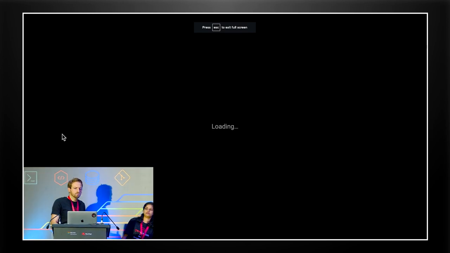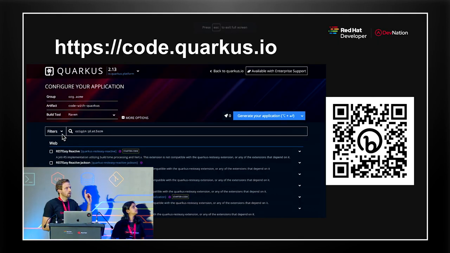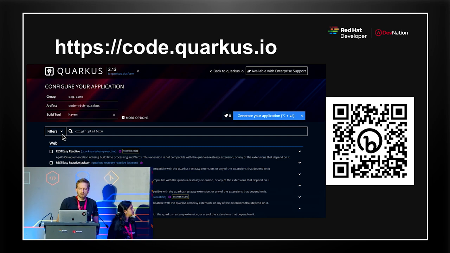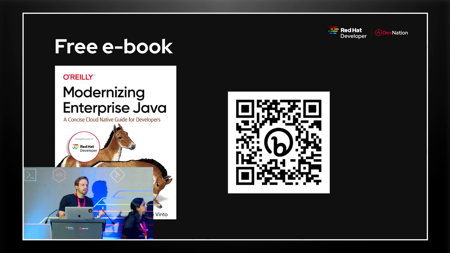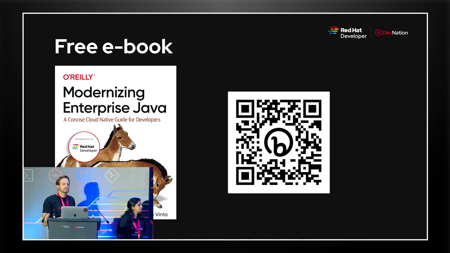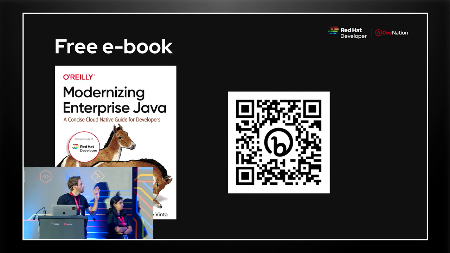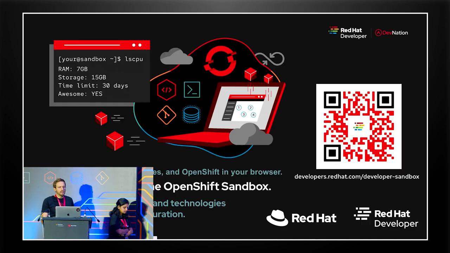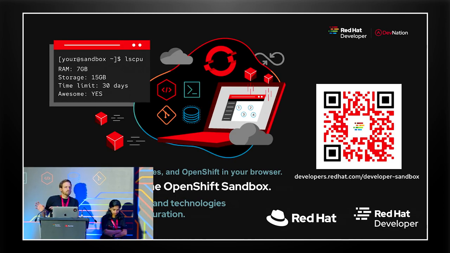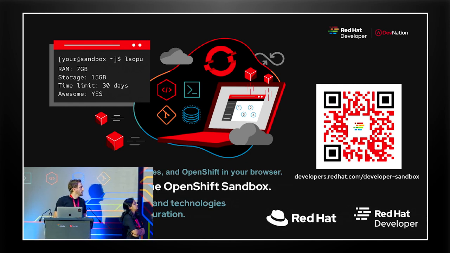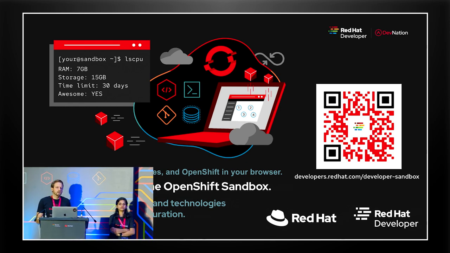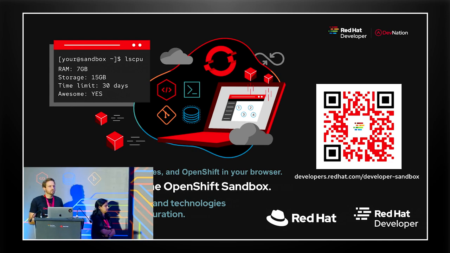We have just three quick calls to action here. If you want to get started with Quarkus, this is where you probably want to start if you're new to it, code.quarkus.io. Then if you want to learn more and dig deeper, there's a really nice ebook, Modernizing Enterprise Java Applications, also free to use. And finally, if you don't want to play around with local Minikube or something like that, go and check out the Developer Sandbox. It's a free, fully managed OpenShift environment that you can use for 30 days.